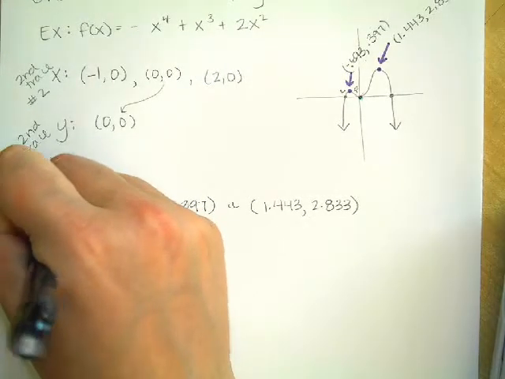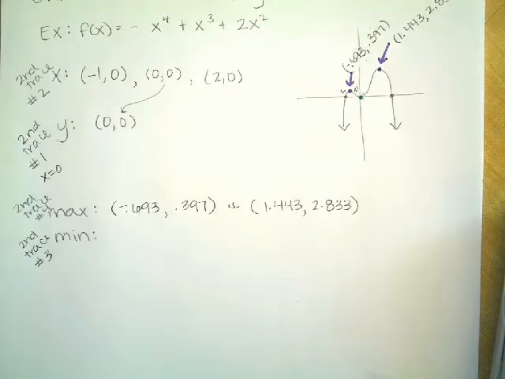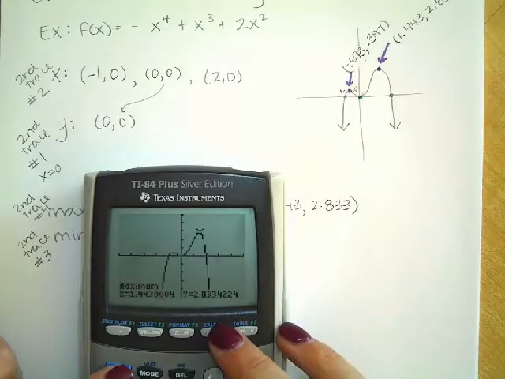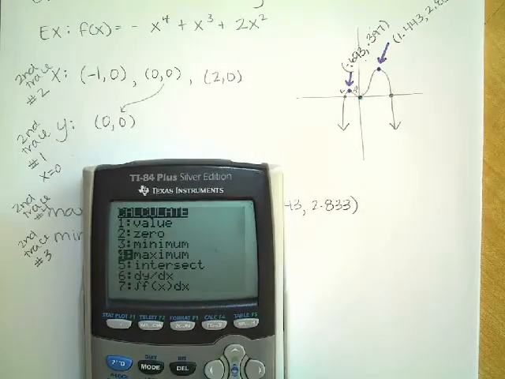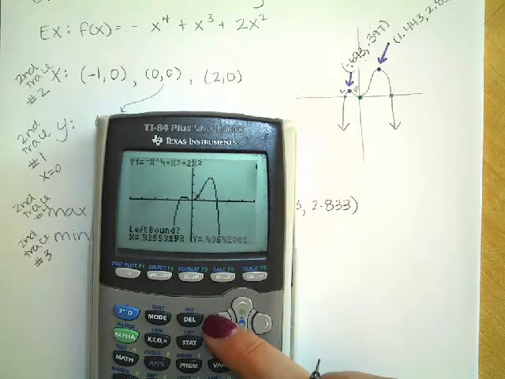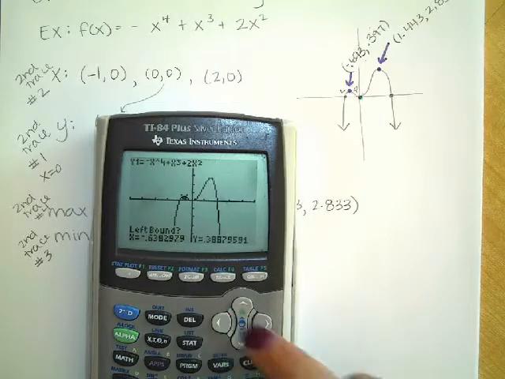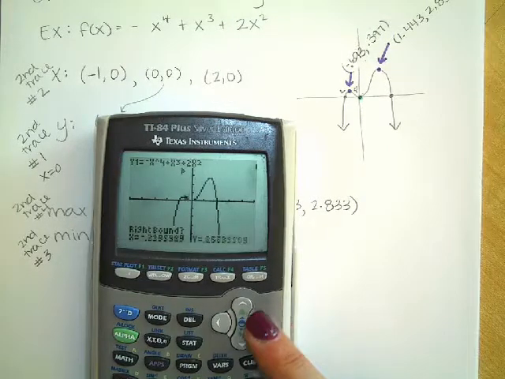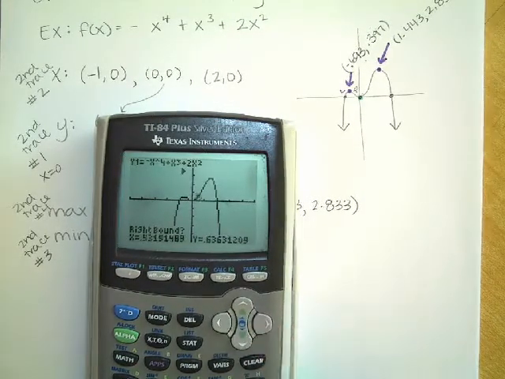It's probably 0, 0. I'm just going to do it just in case. And also, it's good practice. So second trace, option number 3 this time. Again, I'm going to make sure that I do my left bound and my right bound. So left bound, right bound.